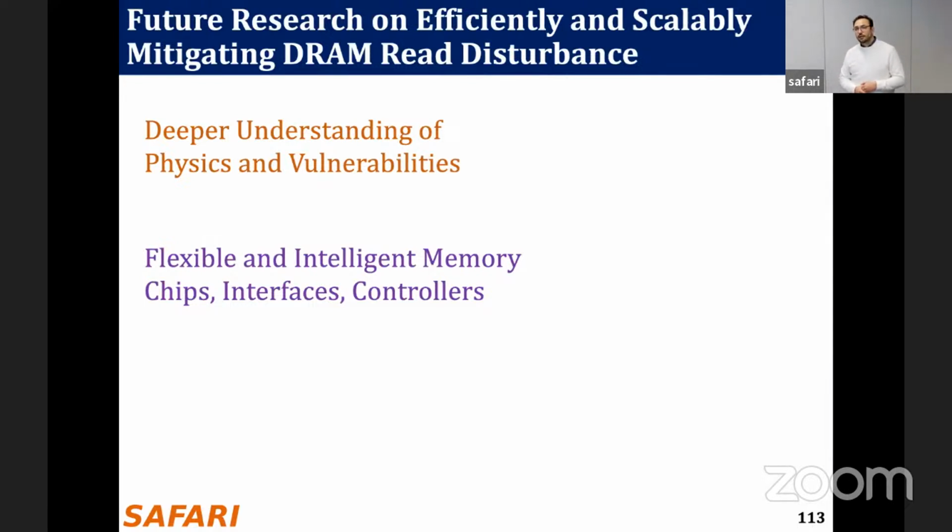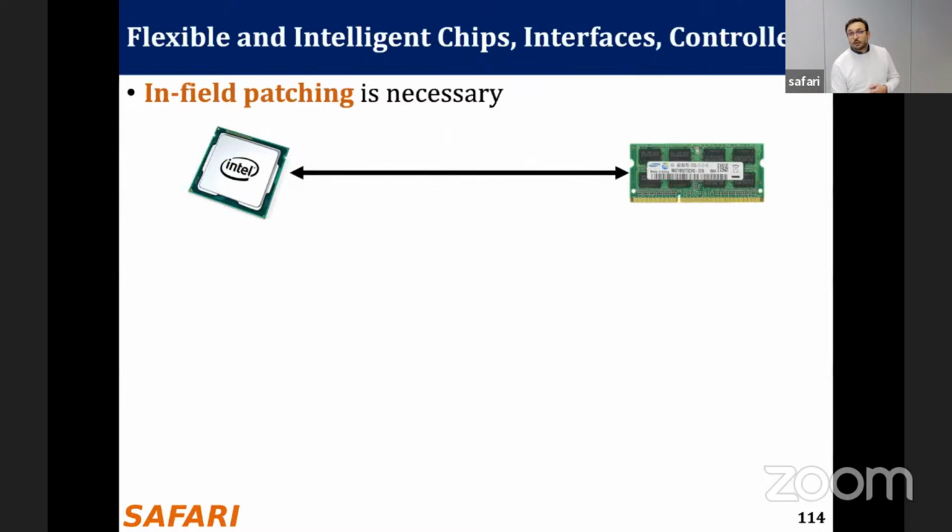The second thing that is needed is flexible and intelligent memory chips, interfaces, and controllers. I will talk a little bit about that and also about cross-layer communication. So let's look into flexible and intelligent chips, interfaces, and controllers. A keyword here that we find is in-field patching, which seems absolutely necessary going forward for RowHammer mitigation or DRAM read disturbance mitigation mechanisms.